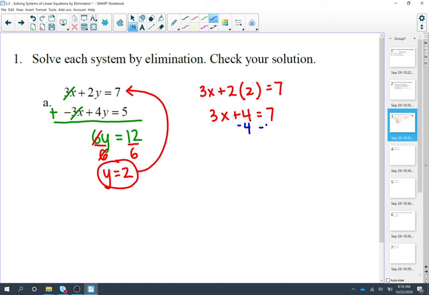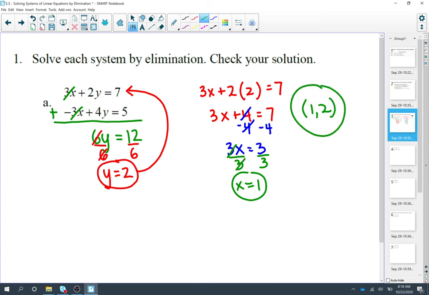Subtract 4. So 3x equals 3. And then divide by 3. So x equals 1. And then final answer, we're going to write it as an ordered pair, (1, 2). Remember the x always goes first, and that is the point on the graph where these two lines would intersect.